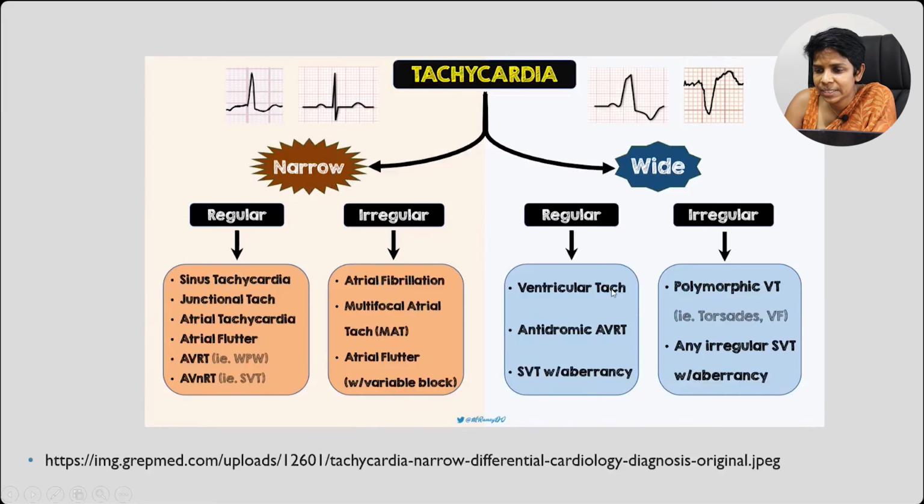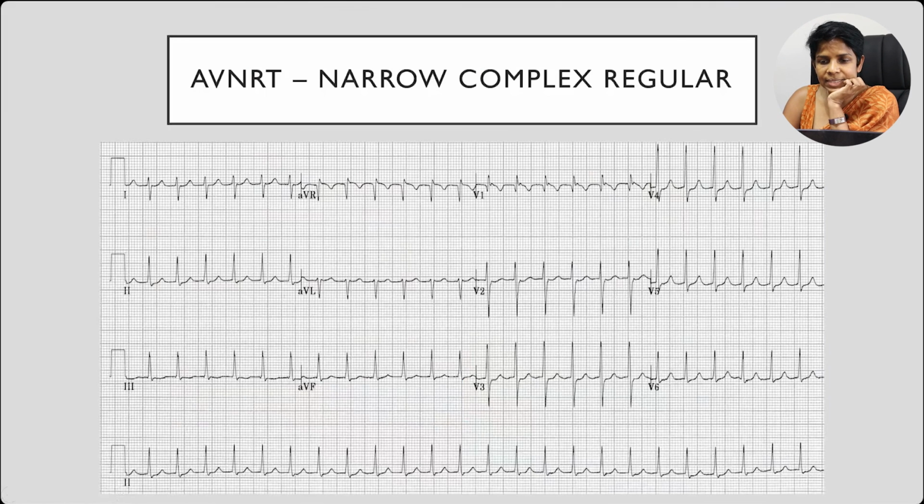I will give you a few examples for them. This is a narrow complex regular tachycardia. You can see complexes are narrow, less than 3 squares, and it is regular. RR interval is regular and fast tachycardia. This is what we call SVT or AV nodal reentrant tachycardia.